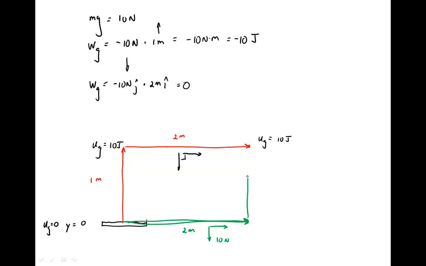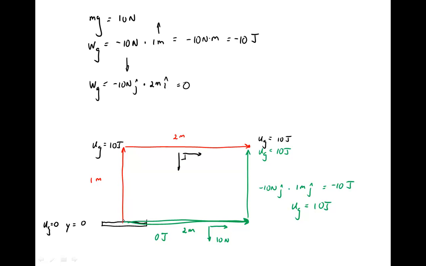Then as I go up during the second half of this path, the work done by gravity is minus 10 newtons again, in the j hat direction, times 1 meter. So it's minus 10 joules, and my potential energy due to gravity is the negative of that, positive 10 joules. So 0 joules for this part, plus 10 joules, I end up with a gravitational potential energy of 10 joules, the exact same potential energy that I had when I took the red path. So the amount of work done on the red path was negative 10 joules, and the amount of work done along the green path was negative 10 joules.